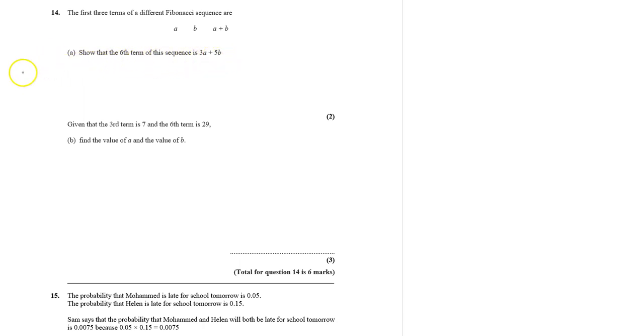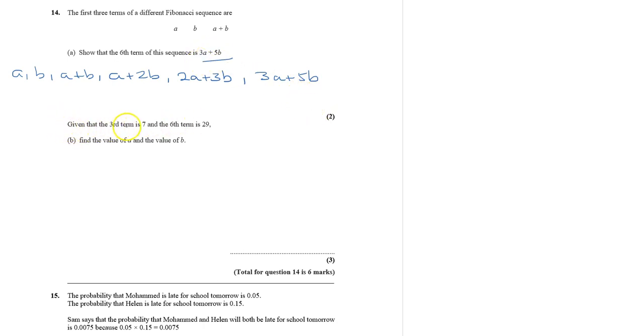Now here we have A, B, A plus B. So the next term would be these two added together. So A plus 2B. Then, so that's 1, 2, 3, 4. Now the fifth term will be these two added together. So that would be 2A plus 3B. And then the sixth term would be these two added together, which is 3A plus 5B as required.